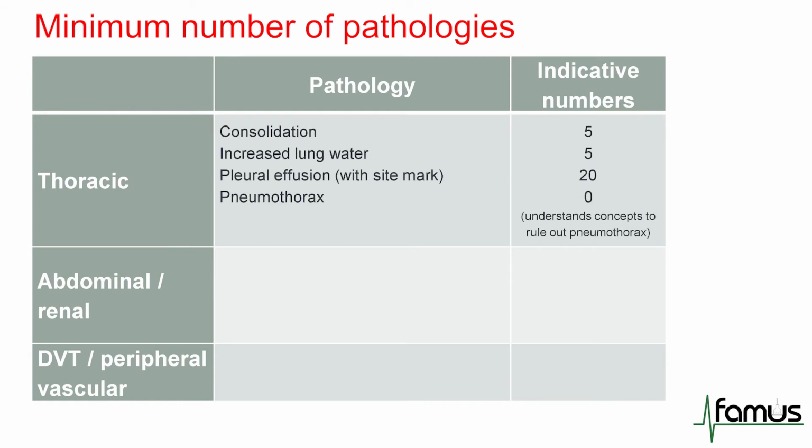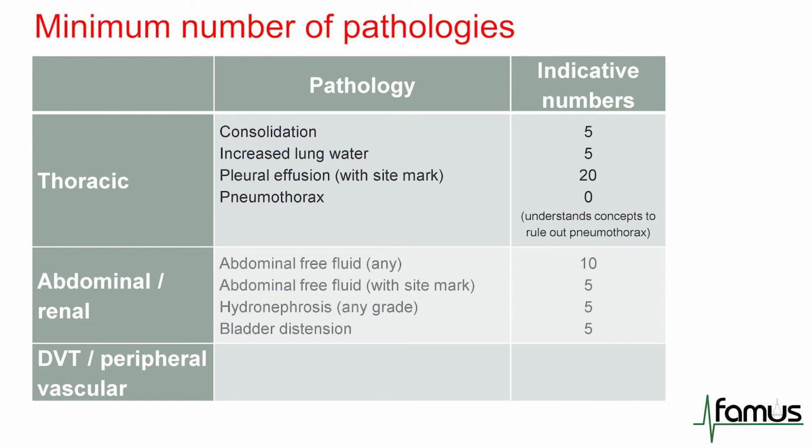So in the thoracic module, the numbers are available here. Next, for the abdominal renal module, and finally, for the DVT module. You'll note that we only think you need to see 1 DVT to be proficient in that module, but of course we would hope that you'll be able to visualize a number before you finally get signed off.